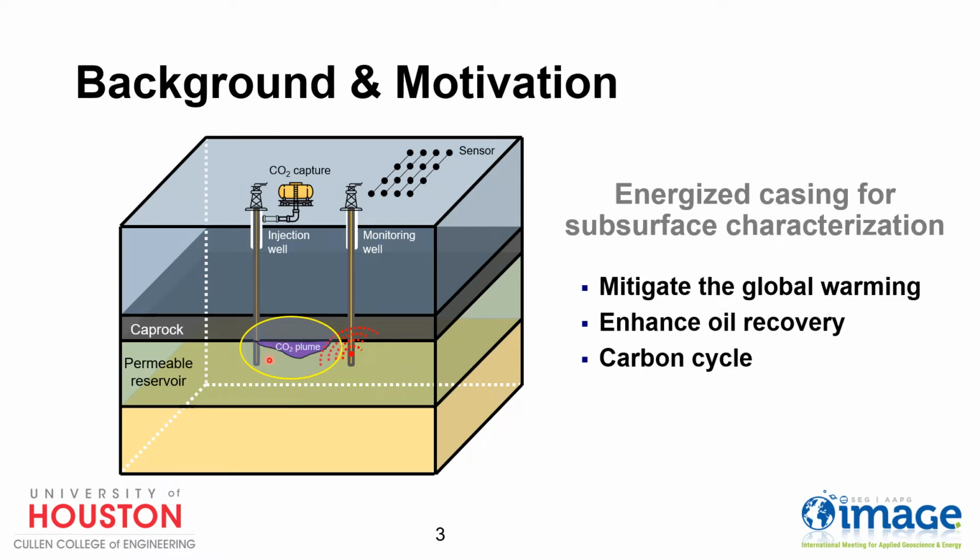However, this CO2 will leak out from this deep reservoir, either from this injection well or from other fracture faults due to the movement of the formation. So we need to monitor the status of this CO2 plume. Here we have two approaches. First one is using the surface sensor, and second one is using the monitor well. This is the energized casing. So we need to do the EM modeling to determine which method is more feasible.